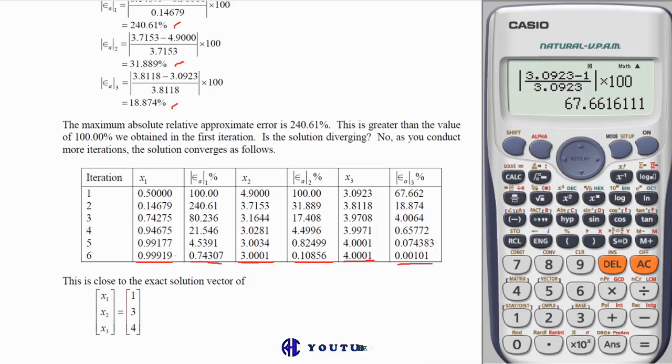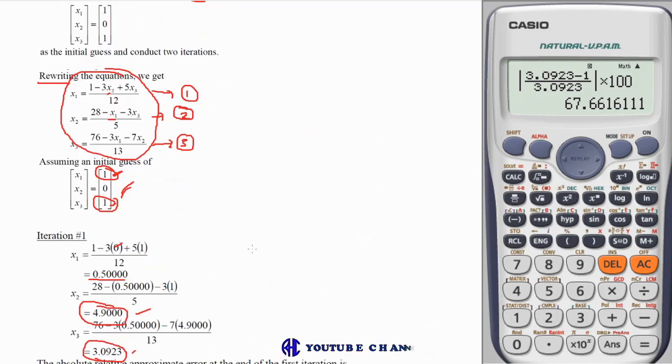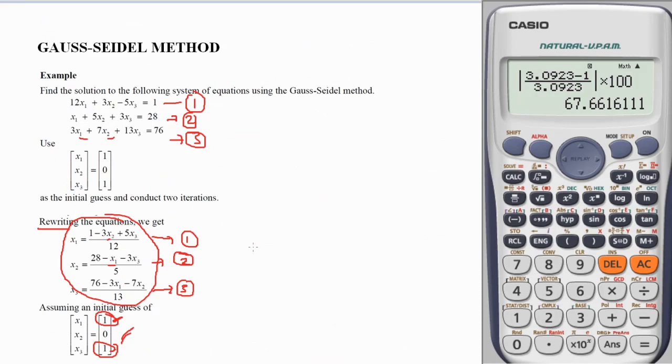So, pwede ko masabi na ito na yung sagot ng x sub 1, ito na yung sagot ng x sub 2, tapos ito na yung sagot ng x sub 3. So, approximately, the value of x sub 1 is 1, the value of x sub 2 is 3, then the value of x sub 3 is 4. Yun lang kadali sa Gauss-Seidel method natin.